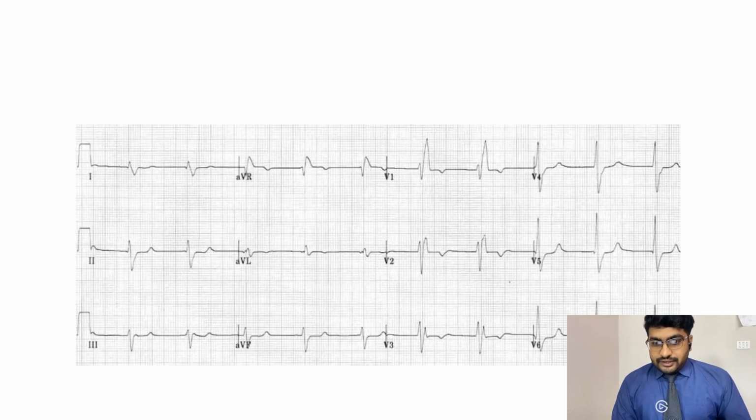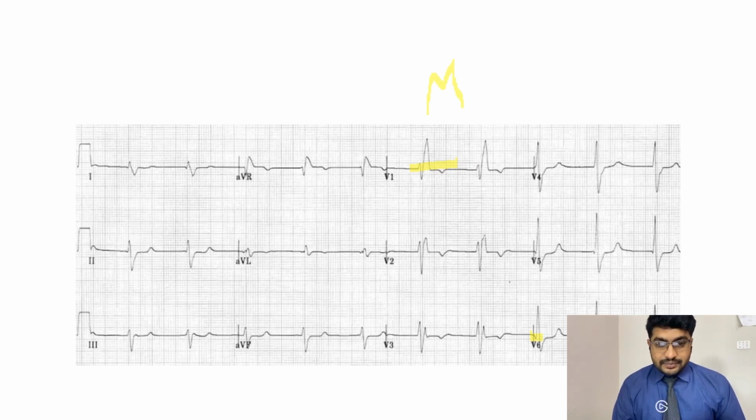So in V1 right now we can see it starts with a small R wave, then an S wave, then again a large R wave. This is our M pattern. And in the case of V6, we see that this is making our W pattern. First we have a Q wave, then an R wave, and then an S wave. So this is our W pattern.